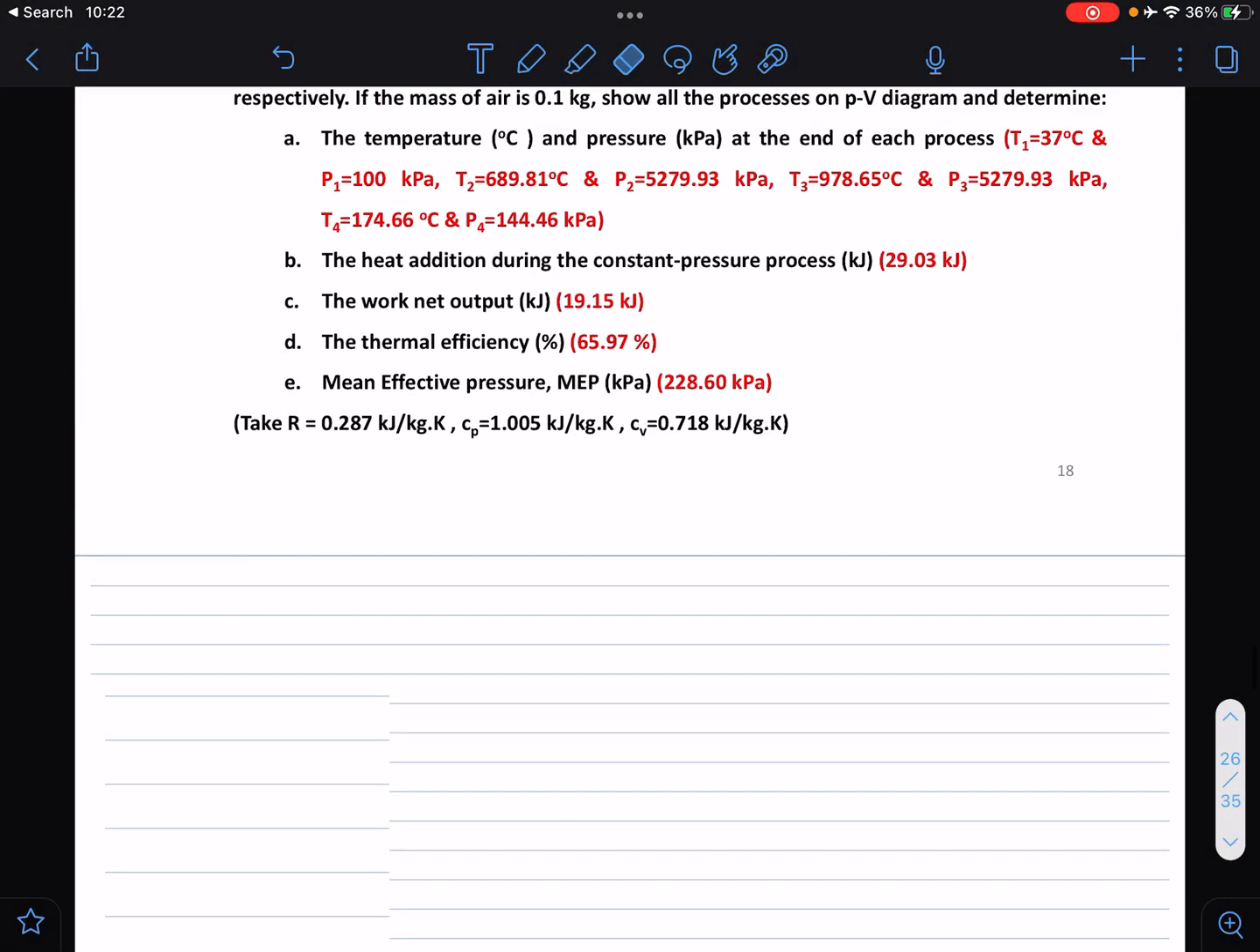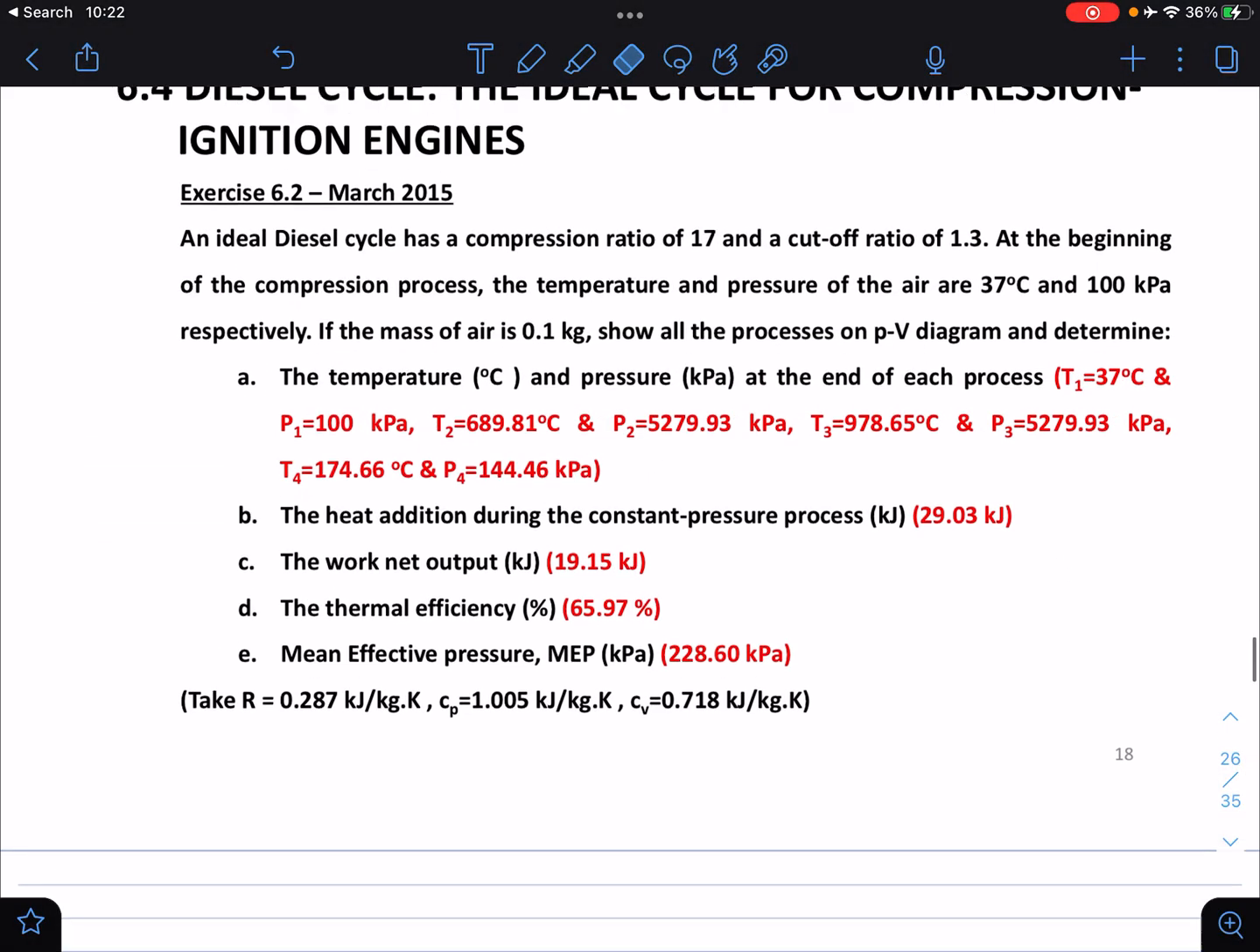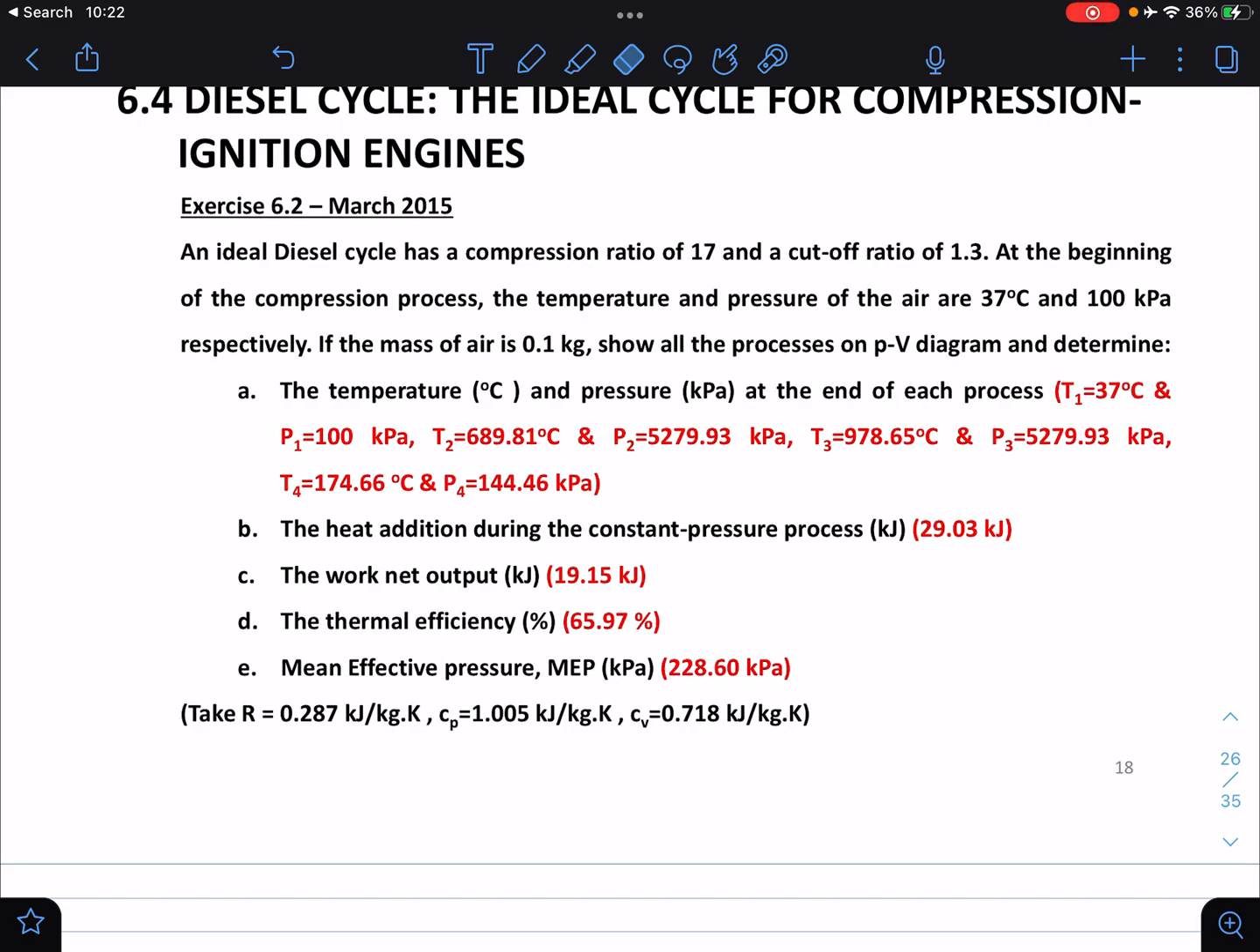Okay, so proceed. An ideal cycle has a compression ratio of 17 and a cut-off ratio of 1.3. At the beginning of the compression process, the temperature and pressure of the air are 37 degrees Celsius and 100 kPa respectively. If the mass of air is 0.1 kg, show all the processes on a PV diagram and determine. So that is all of the question listed.